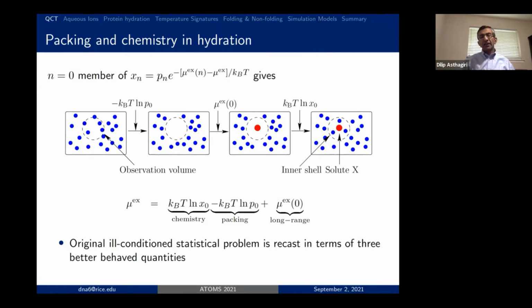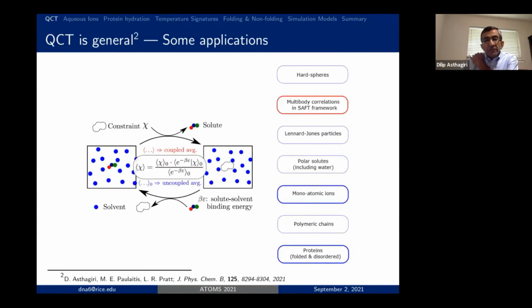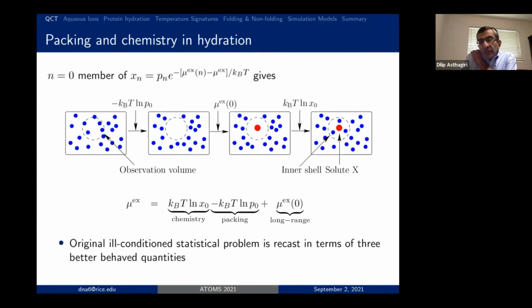So what we have tried to do is recast the original ill-conditioned problem into 3 contributions that are much better behaved. Obviously, we still have the task of calculating these values, but here is where we can be creative in how we approach this problem. One particularly interesting way to do this, and that will become clear when I talk about ions, is to look at these in terms of clusters.